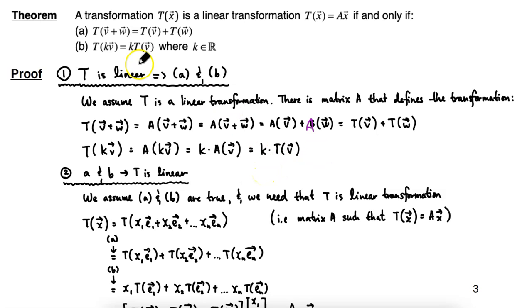Secondly, we need to go backwards, and we need to assume A and B are both true, and we need to show that T is a linear transformation. So we're going to assume A and B are true, and we're going to show that there exists a matrix A that defines the transformation. We assume A and B are true. We need to show that T is a linear transformation, i.e. there is a matrix A such that T of X equals A times X.